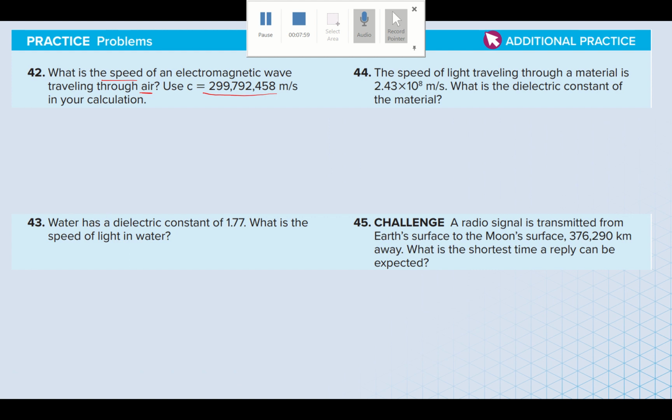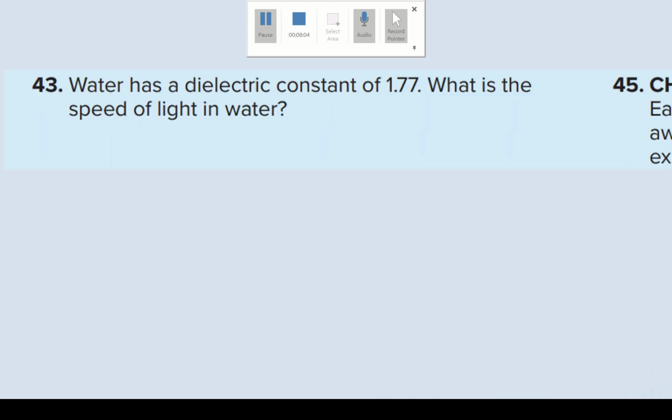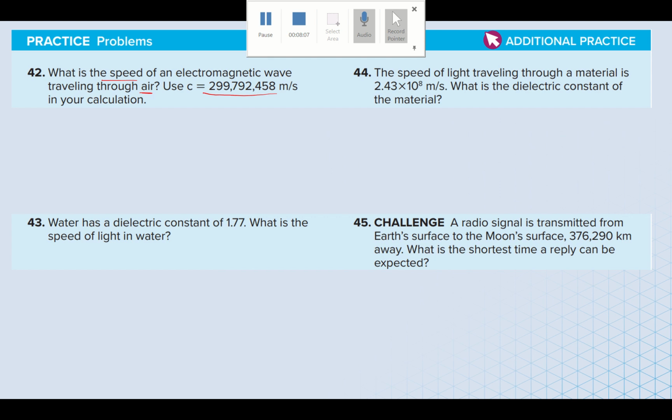Now, for air, the dielectric constant is 1.00054. So K for air is 1.00054. To find the speed of the electromagnetic wave V in air, I will divide the speed of the electromagnetic wave in space over the square root of K. So 299.792458 divided by the square root of 1.00054.